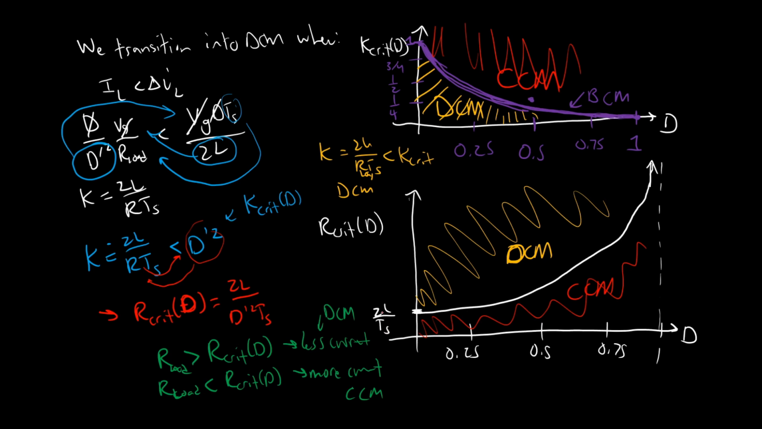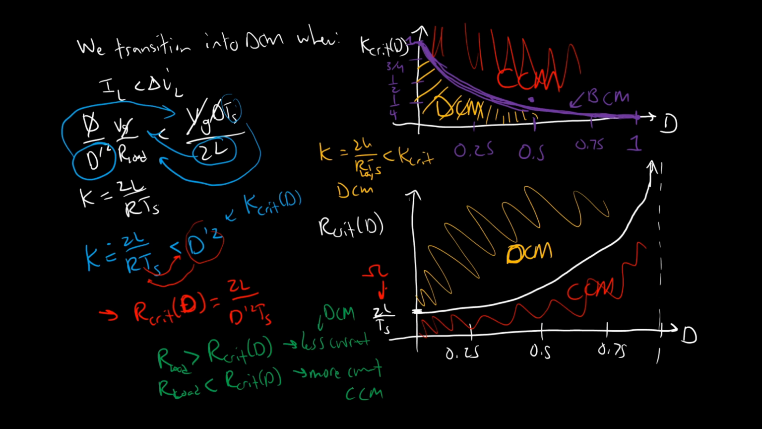And what's interesting is that this actually has units of resistance, right? If we're saying that the critical resistance is L over TS, this has units of ohms. So we're comparing our load resistance to this effective resistance of the inductor, right? If the inductor is really, really big, then the ripple is going to be small and it's going to be hard to go into DCM, right? So you could say that the effective resistance, or the impedance really, of the inductor is larger. So you're comparing the load resistance to the impedance of the inductor in a sense. That's what's telling you if you're going to be in DCM or CCM.